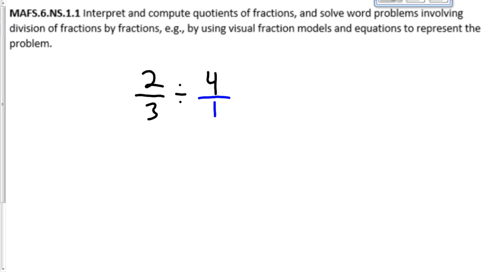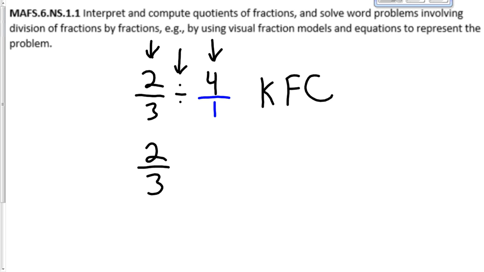Now let's follow the same steps that we would follow normally when dividing fractions. I'm going to keep, flip, change. Keep, flip, change is simply meaning I keep the first fraction, flip the second fraction, and then change the division to multiplication. So let's go ahead and do that. We're going to keep the first number, change the multiplication, and then flip the second fraction.